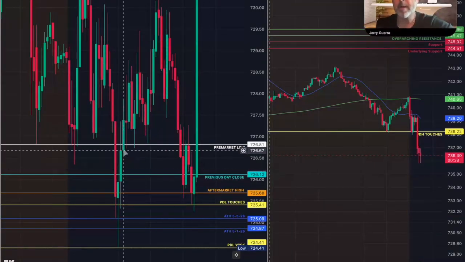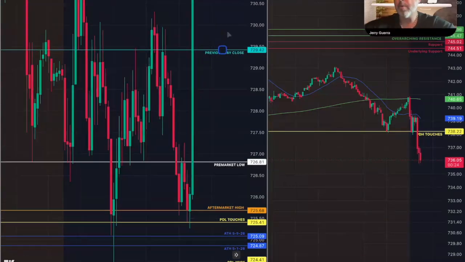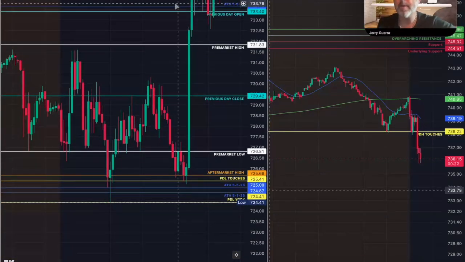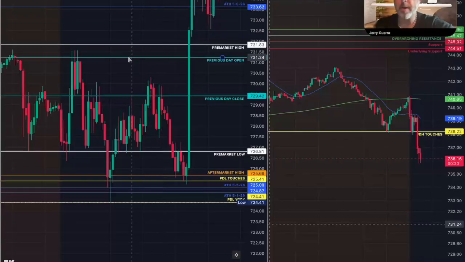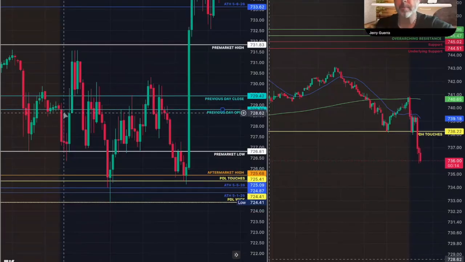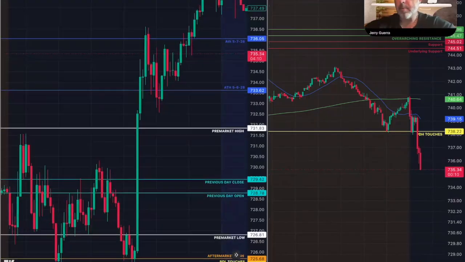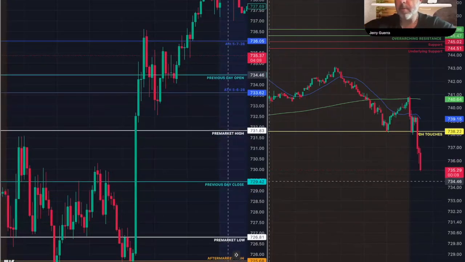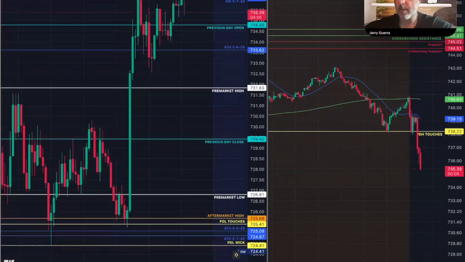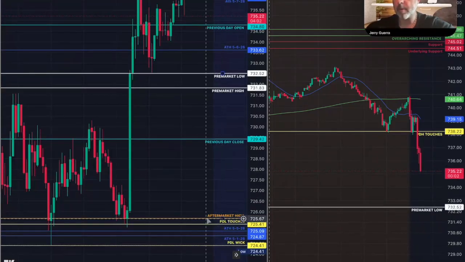Going to previous day close and get that out of the way real quick. Scroll this back down and grab my line. So now we'll mark previous day open, and that's where this candle opened at the 9:35 candle. Move that out of the way. Then we'll grab pre-markets, get those lines close to where they belong.